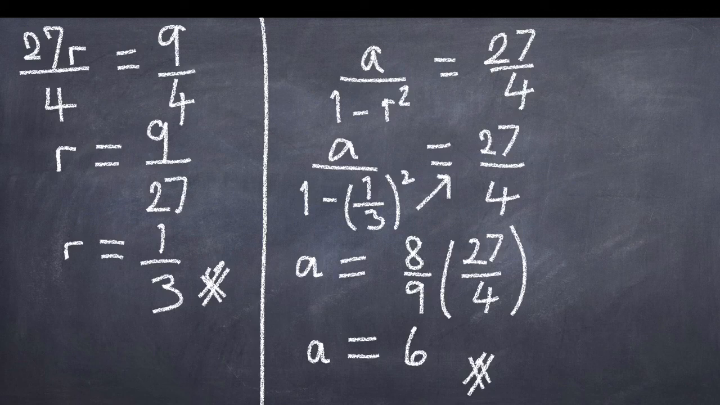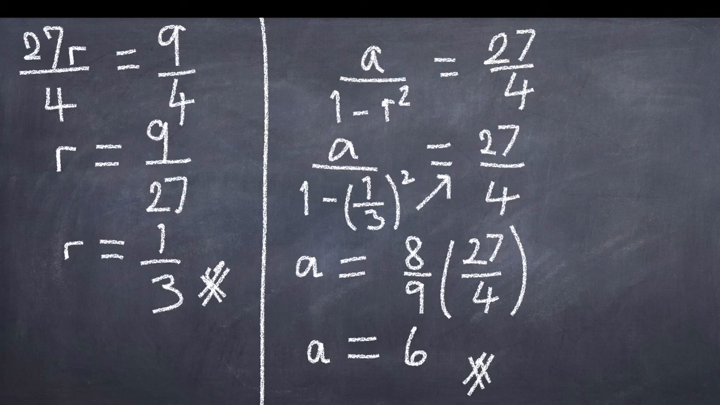Now if you use the first expression, we have a over 1 minus r² equals 27 over 4. You substitute your r equals 1 over 3. So we're going to solve this. So you're going to cross multiply. So a stays. So 1 minus (1 over 3)² will be 1 minus 1 over 9, which is 8 over 9.